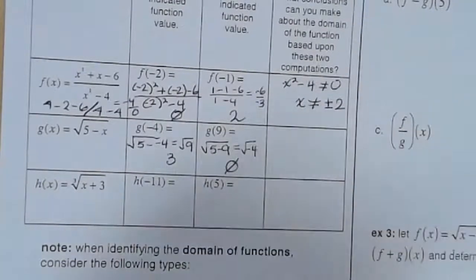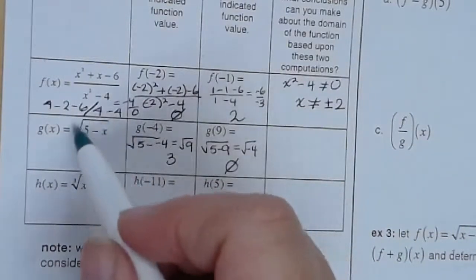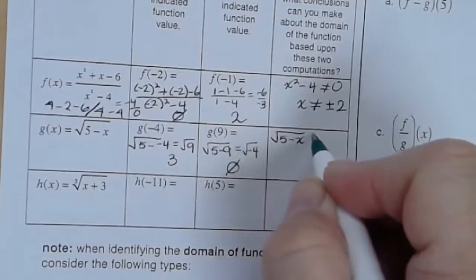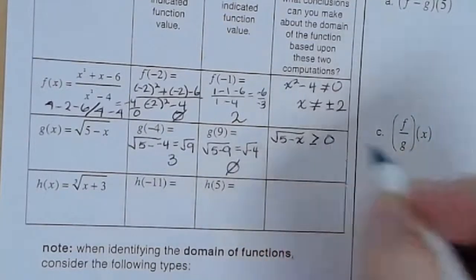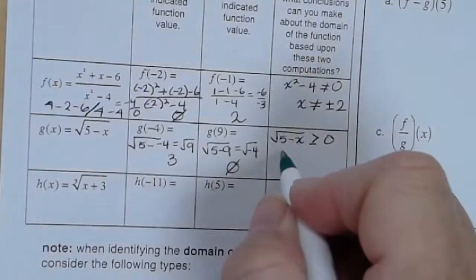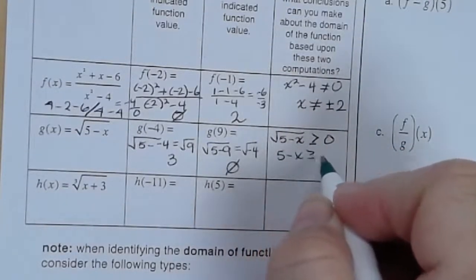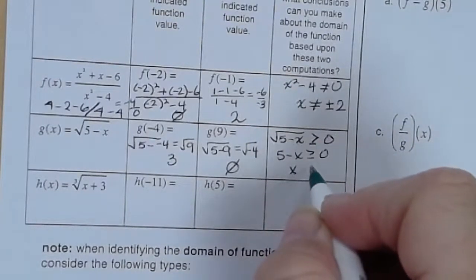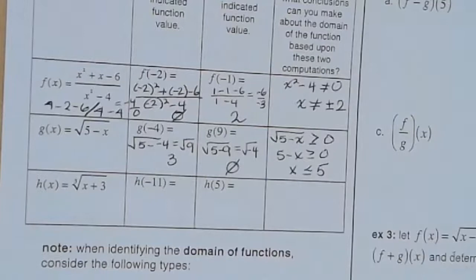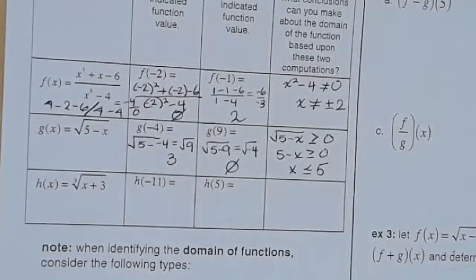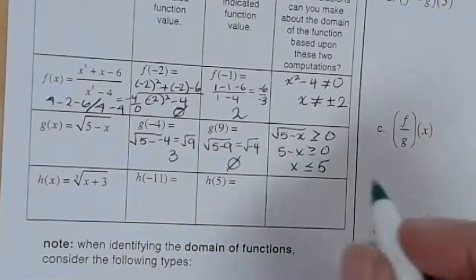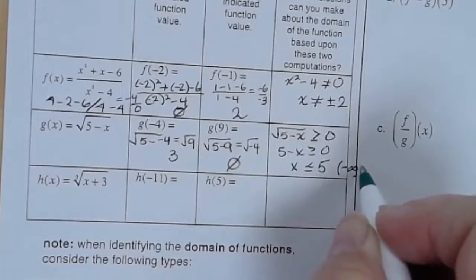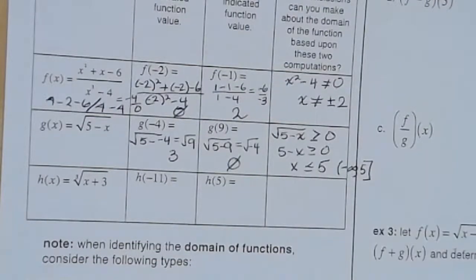So what conclusion can we have is that we can't take the square root of a negative, which means square root of 5 minus x must be greater than or equal to 0. If we square both sides, we get 5 minus x is greater than or equal to 0. And then we end up getting x is less than or equal to 5. That would be my domain of that one. Now, if we were to put that in interval notation, that would be negative infinity to 5 bracket.